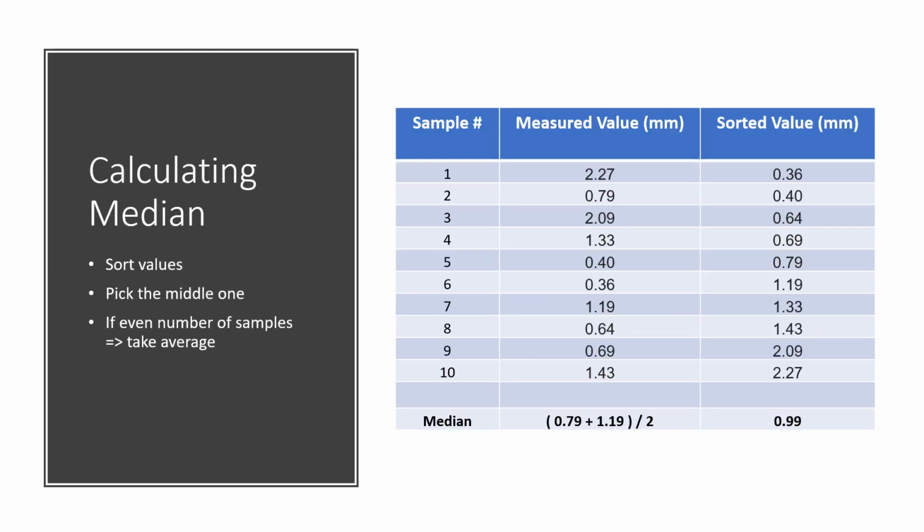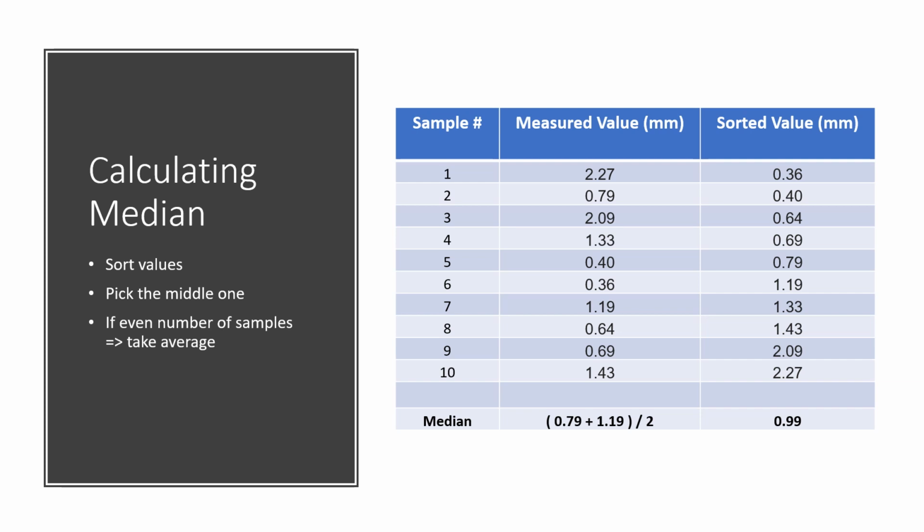Now the median. As I mentioned before, you need to sort the values. We have the sample numbers on the left, the measured values in the center, the same measured values we were dealing with before, and then on the right, we've sorted them. So it's gone from 0.36, the smallest value, to 2.27, which is now our largest value.